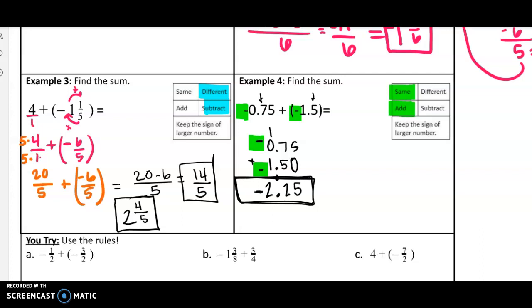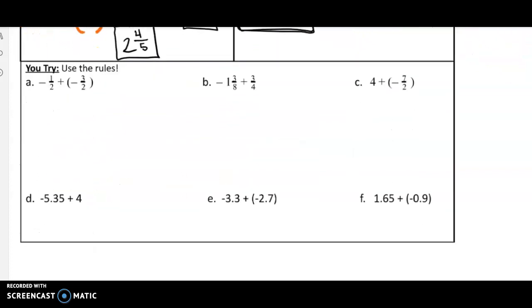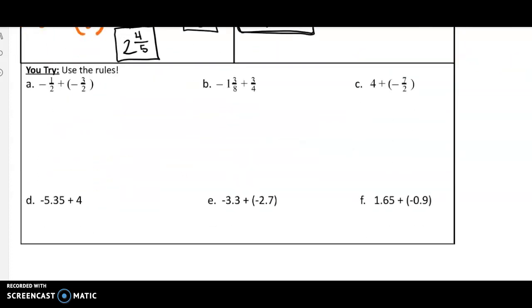So now you are going to try the problems below, and then I have a video in which you'll check your answers with mine.